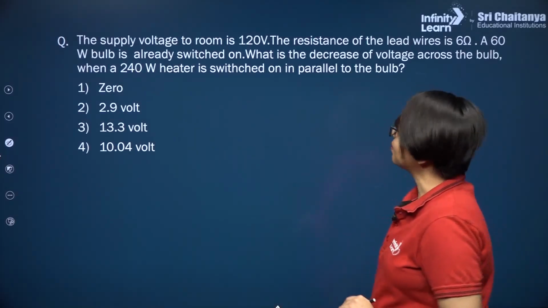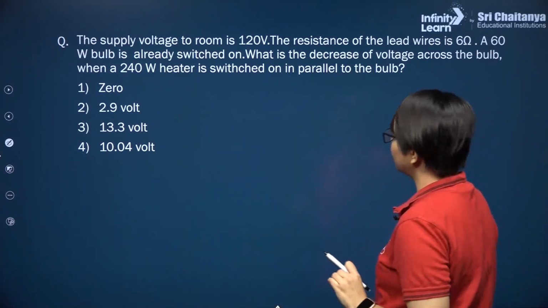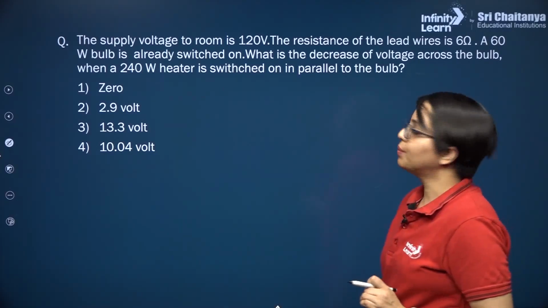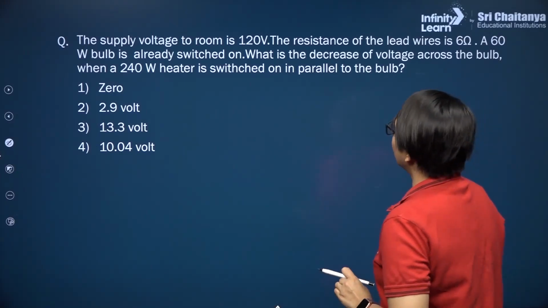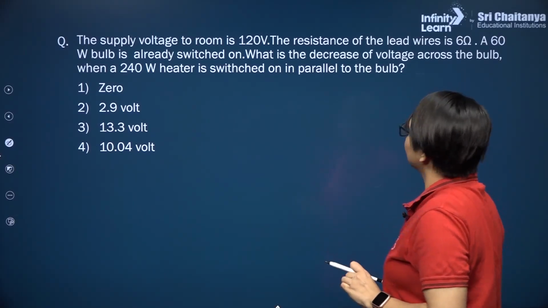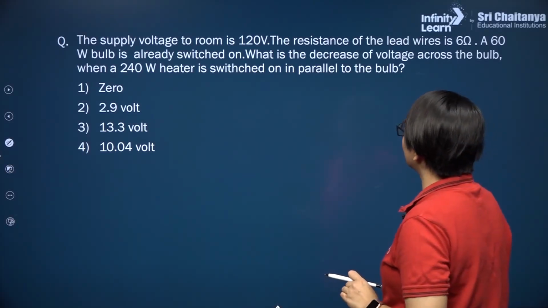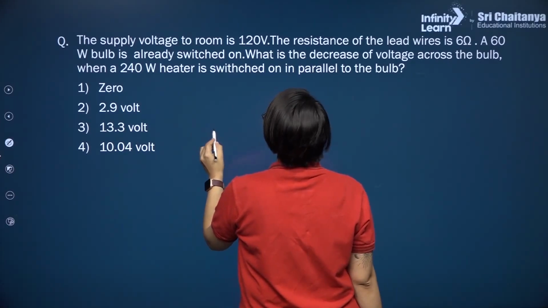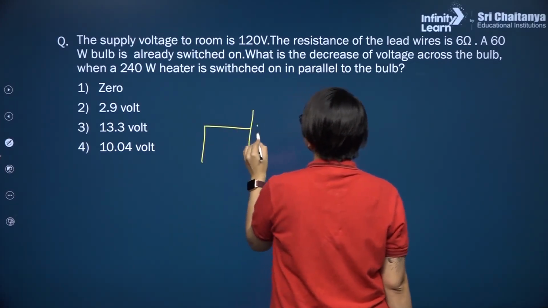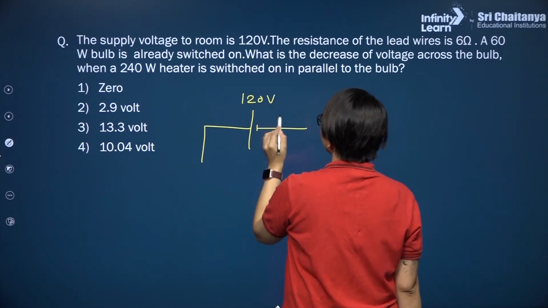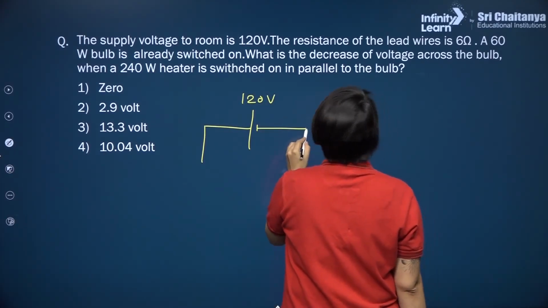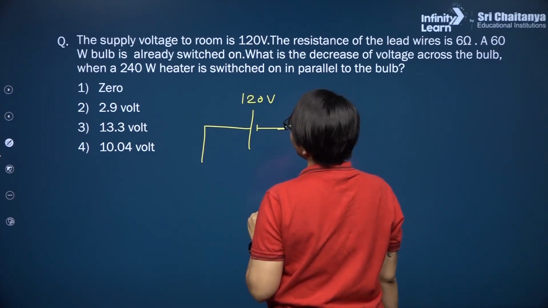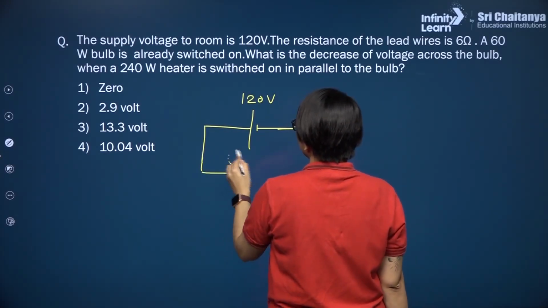Next is this one: the supply voltage to a room is 120 volt, the resistance of the lead wire is 6 ohm, a 60 watt bulb is already switched on. What is the decrease of voltage across the bulb when a 240 watt heater is switched on in parallel to the bulb? So over here the supply voltage to the room is 120 volt, and the resistance of the lead wire is 6 ohm, a 60 watt bulb is used.